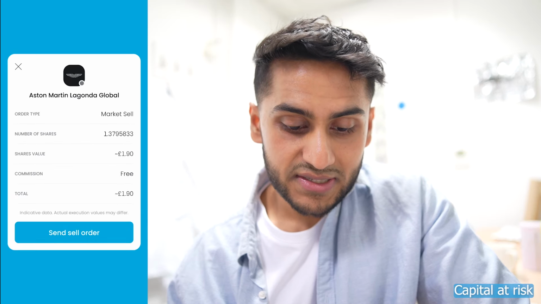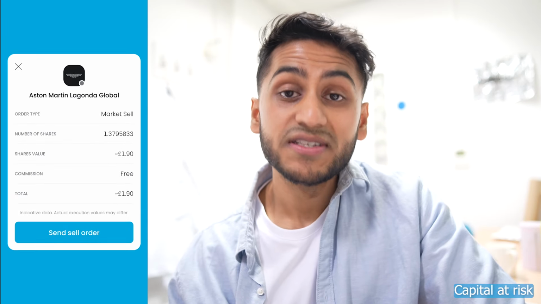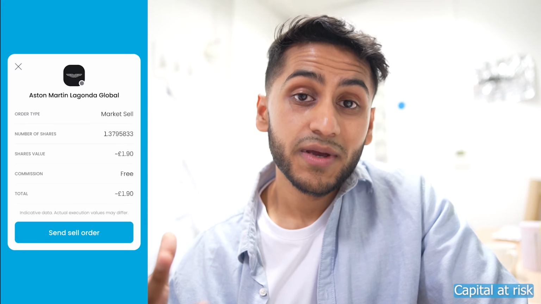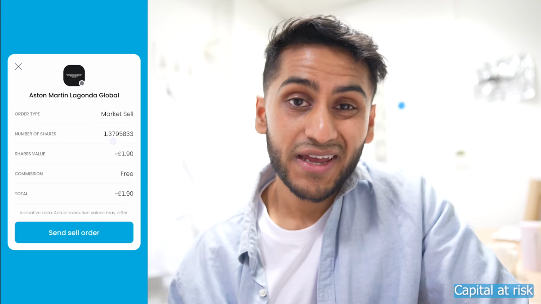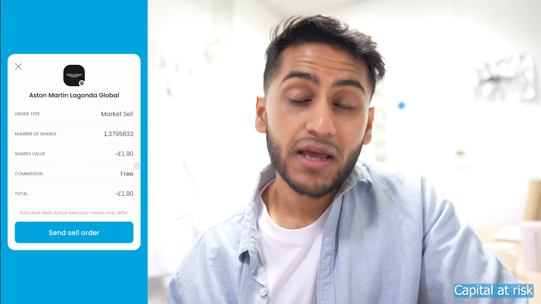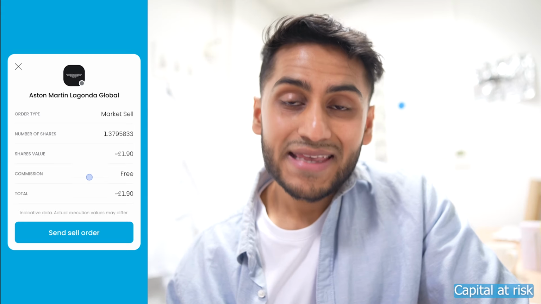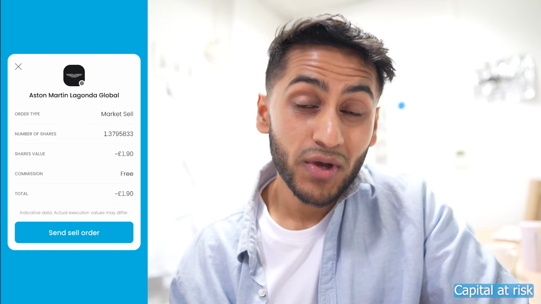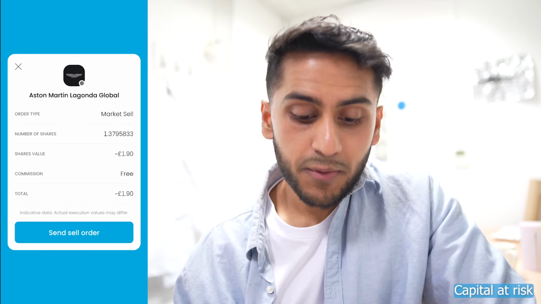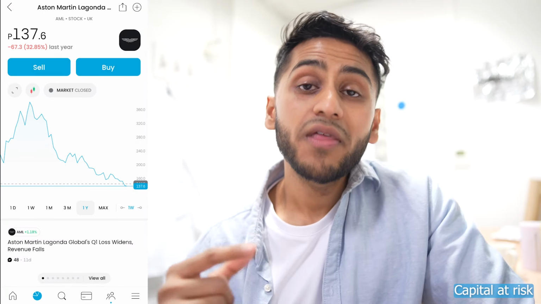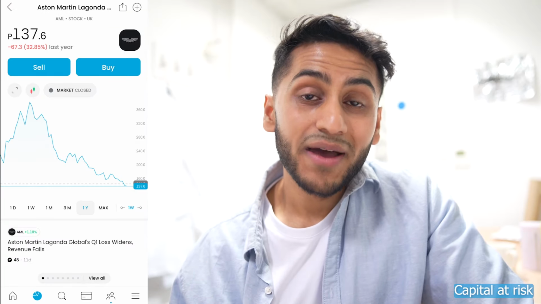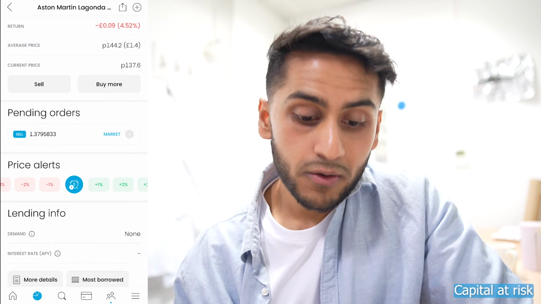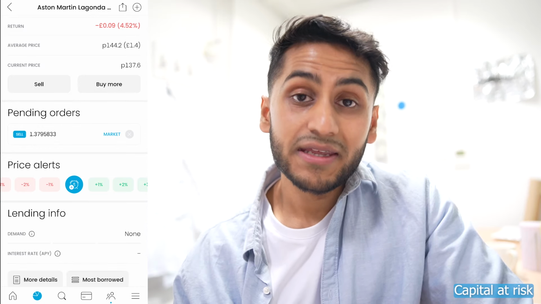Review order, and as you can see here, this is the number of shares that I will sell. This is the approximate value that I will receive. Of course, the market fluctuates, so there is no guarantee what I'll get. So there is always going to be an approximation. And what is nice to know about Trading 212 is that there is no commission on these trades, so you're not paying extra pesky fees that you do have to on many other platforms. So anyway, I can press sell, send order, and when the market opens, I will be selling all of my Aston Martin shares. If you scroll down here, you can see that there is now a pending order, and when the market opens, this pending order will go through.